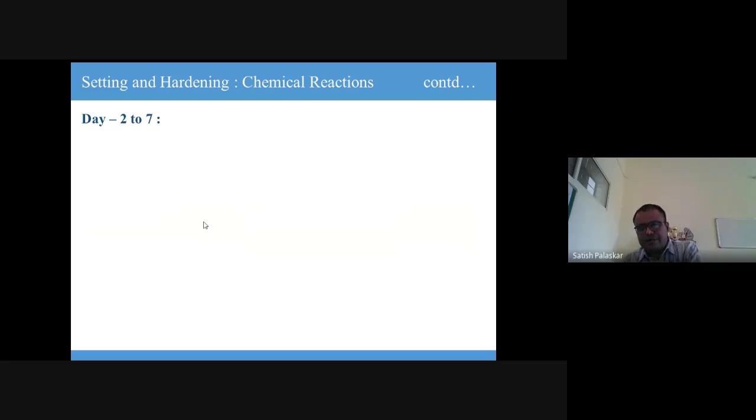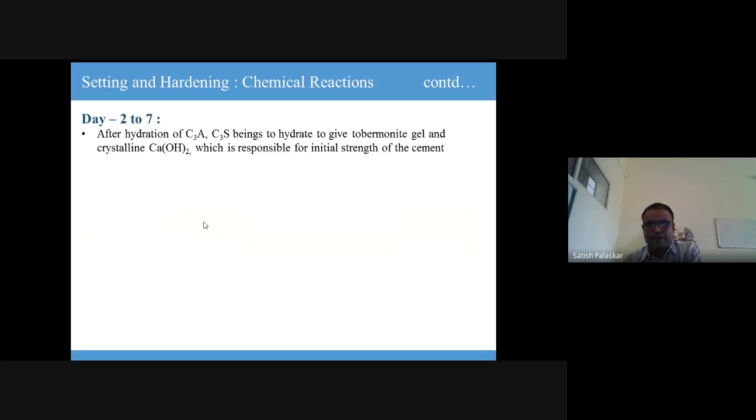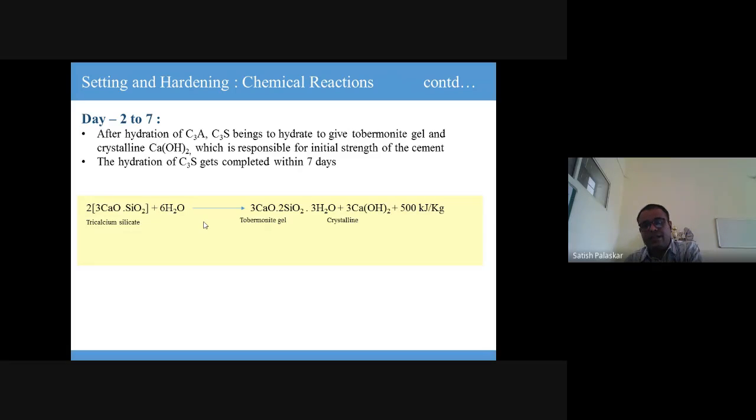Now, that is about the first day. Now, day 2 to day 7. After hydration of C3A, C3S begins to hydrate to give a gel and a crystalline calcium hydroxide, which is responsible for the initial strength of the cement. The hydration of tricalcium silicate gets completed within 7 days. And that reaction will be given over here.